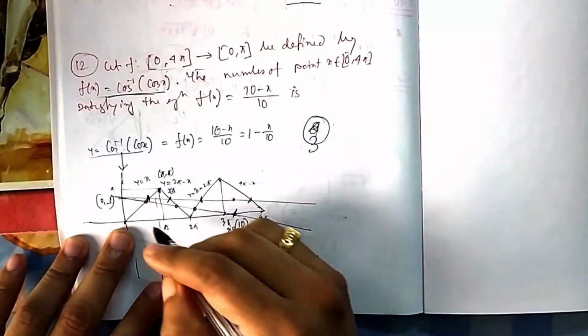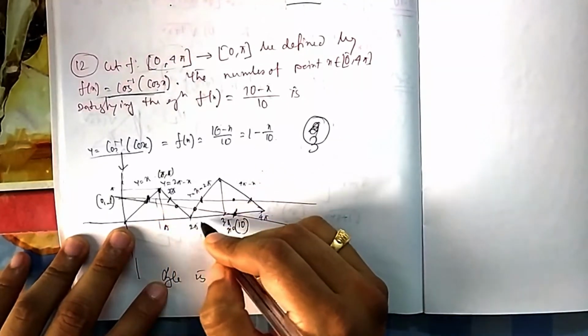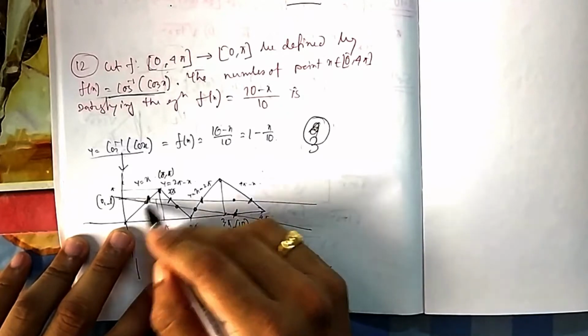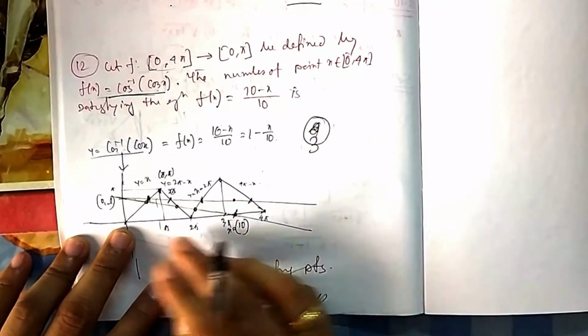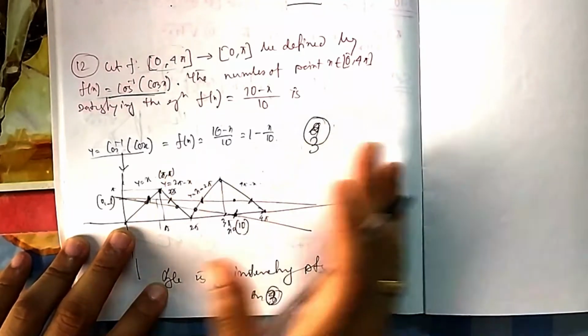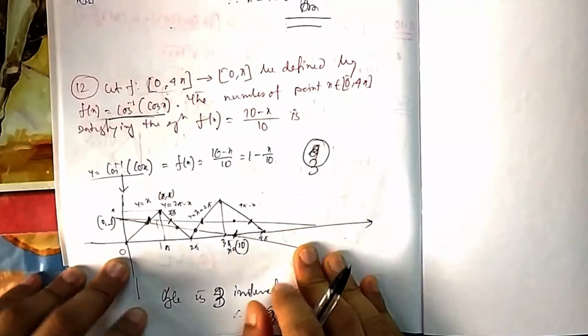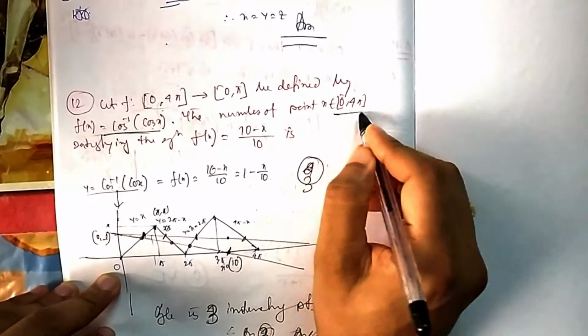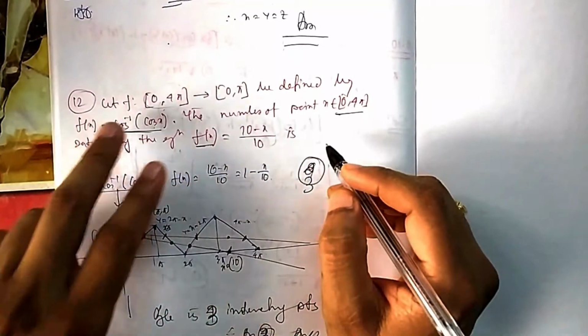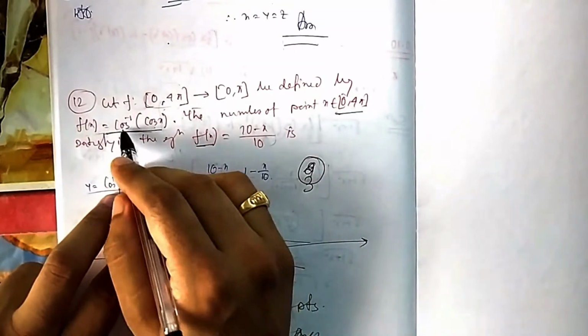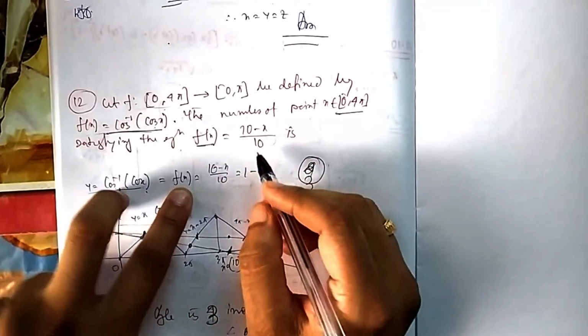Then you have seen this one, it is always a triangular shape, then it will obviously come down, no need to remember this, then it will again come down, then it will go, it will repeat. Up to 4 pi I am taking because the domain is up to 4 pi. Beyond that it is not required. So the number of points between 0 to 4 pi, where it is satisfying this, fx equal to this. So cos inverse cos should be equal to this.